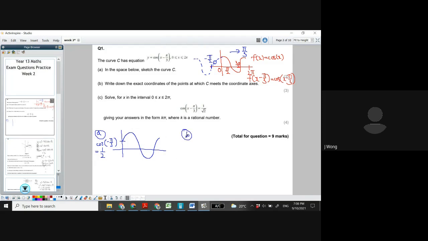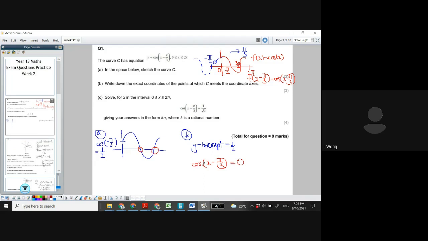Now B. Write down the exact coordinates where the curve C meets the coordinate axes. Okay, so we've done the first one. The y-intercept is going to be a half. So I just need to find these 2 points. That means I need to set our function cos of x minus pi over 3 equal to 0. In order to solve this equation, we don't have to use any A2 identities that we have learned. You don't need to open this out using the compound angle formula.